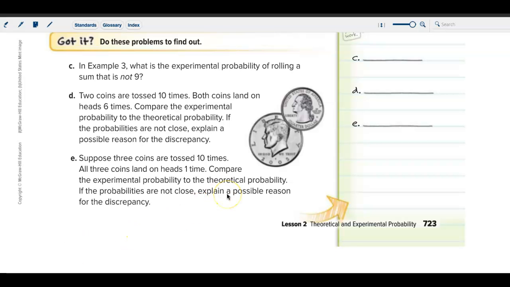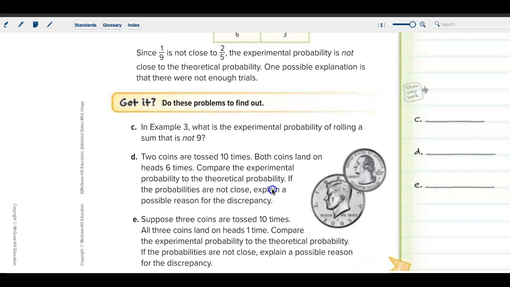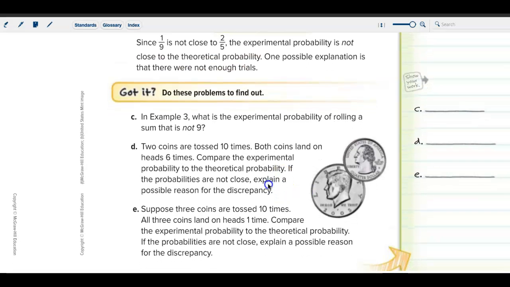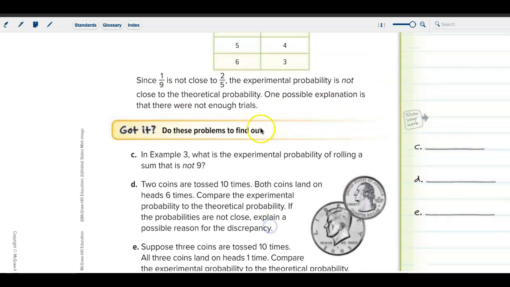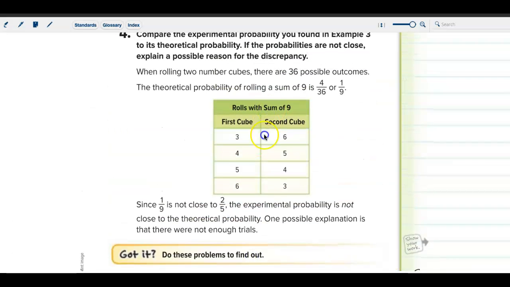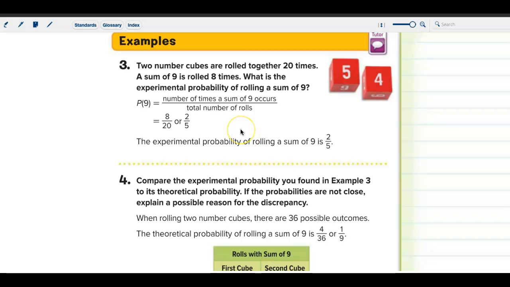All right, so I'm going to go over Got It C, D, and E for your homework today. Got It C says in example 3, what is the experimental probability of rolling the sum that is not 9? Well, up above in example 3, we found that the experimental probability of rolling a 9 is 8 out of 20, which we reduced to 2 over 5. Okay?